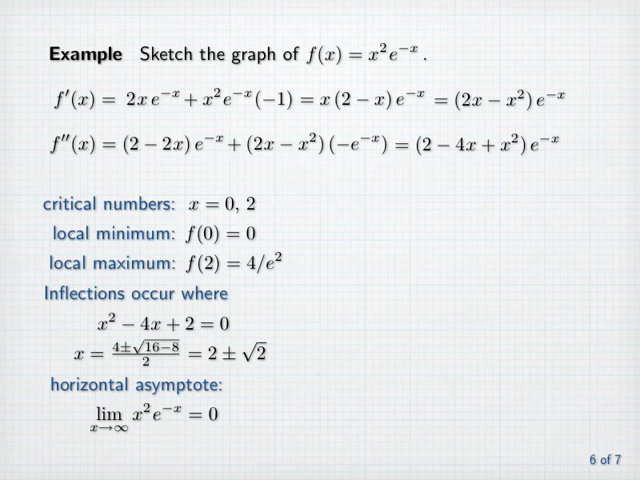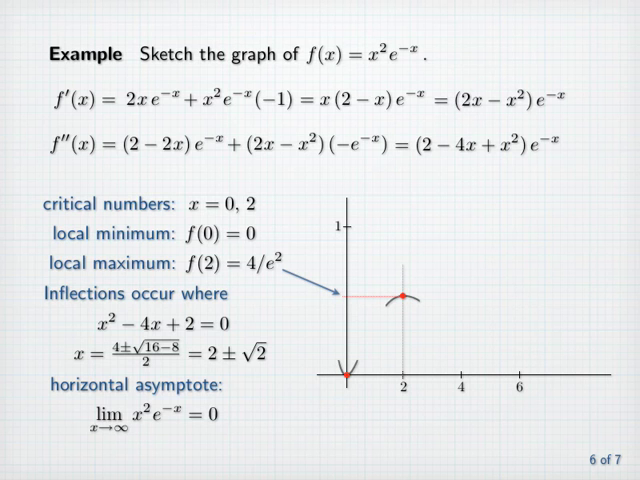Now let's sketch the graph. We'll begin by plotting the point (0, 0), and recalling that the function has a local minimum there. Now the value at 2, where f has a local maximum, is 4 over e squared, which is a little bit less than 1/2. So we'll plot the point there and then indicate that we have a local maximum. The numbers 2 plus and minus the square root of 2, where inflections occur, are located here and here. And let's indicate that y equals 0 is a horizontal asymptote.